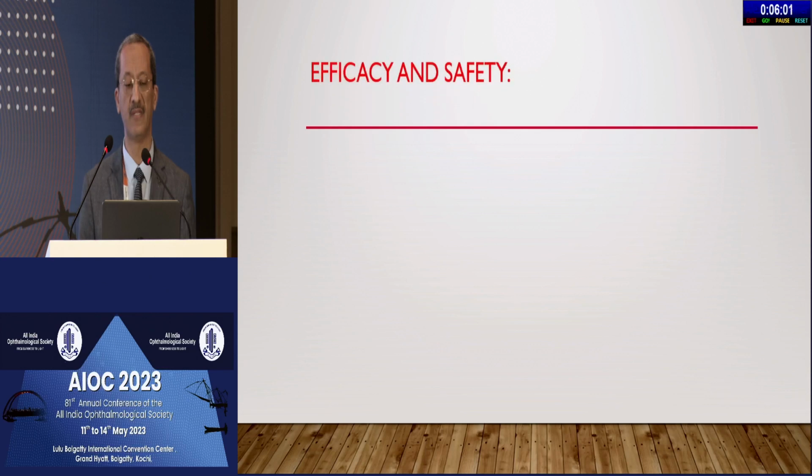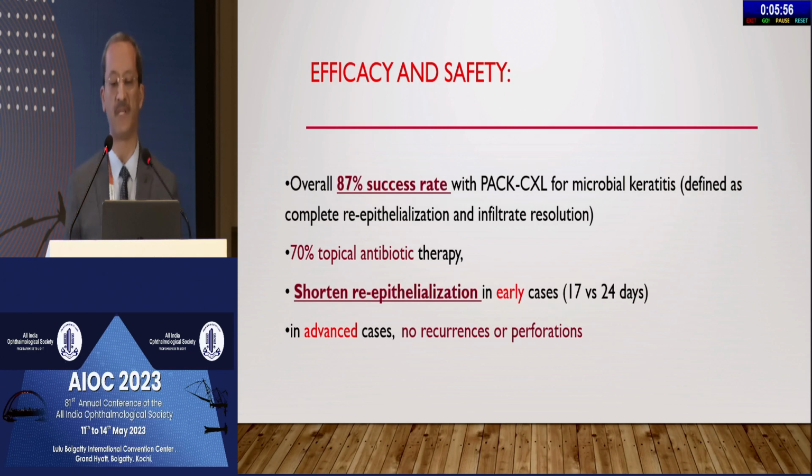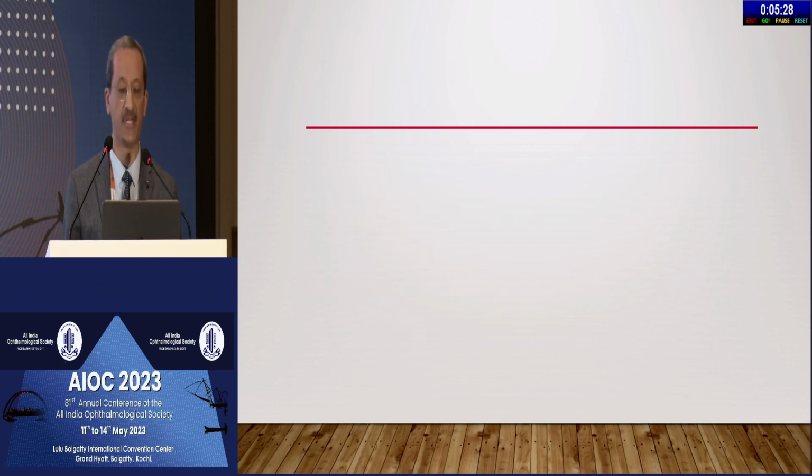The use of corneal cross-linking for infective keratitis is not new, but it has started to improve. The overall success rate in our series was about 87% in comparison to 70% for conventional treatment, with shorter revitalization and earlier recovery. There is no recurrence or perforation in patients with corneal cross-linking.